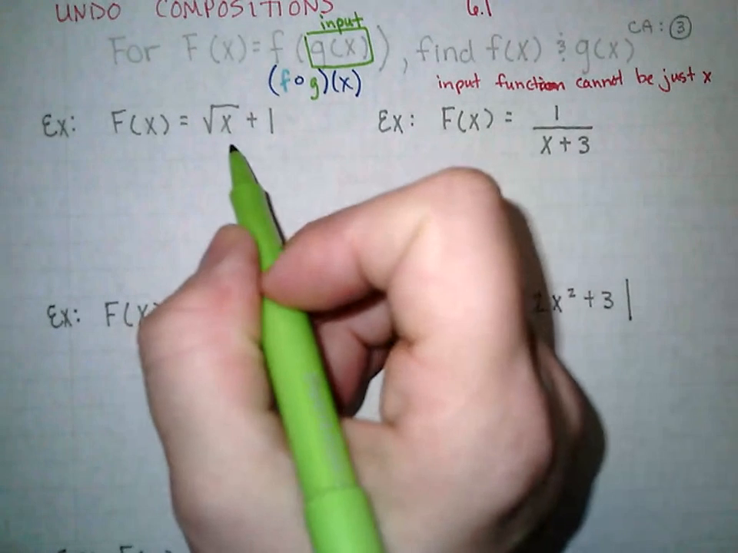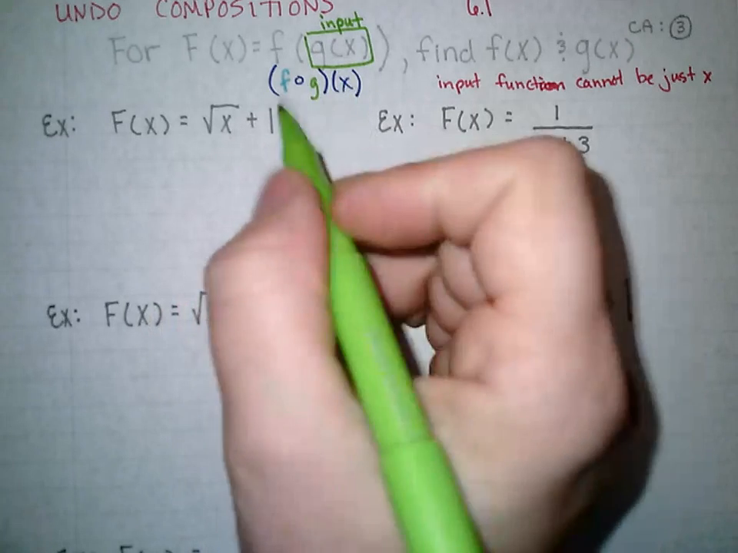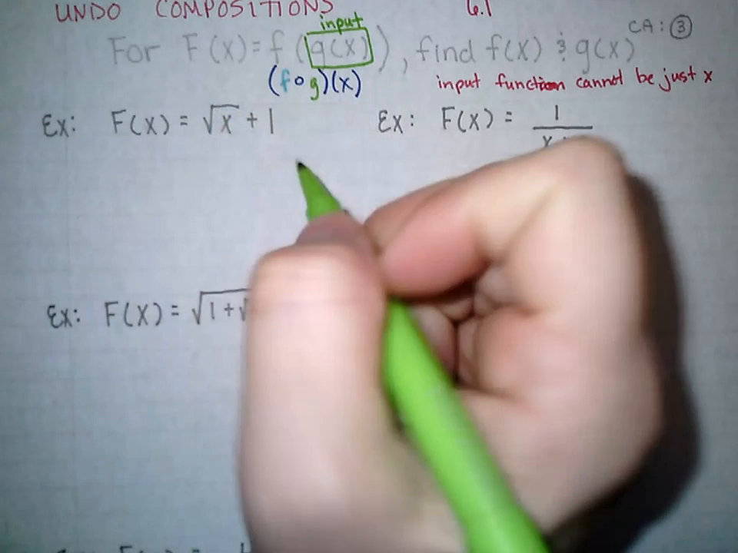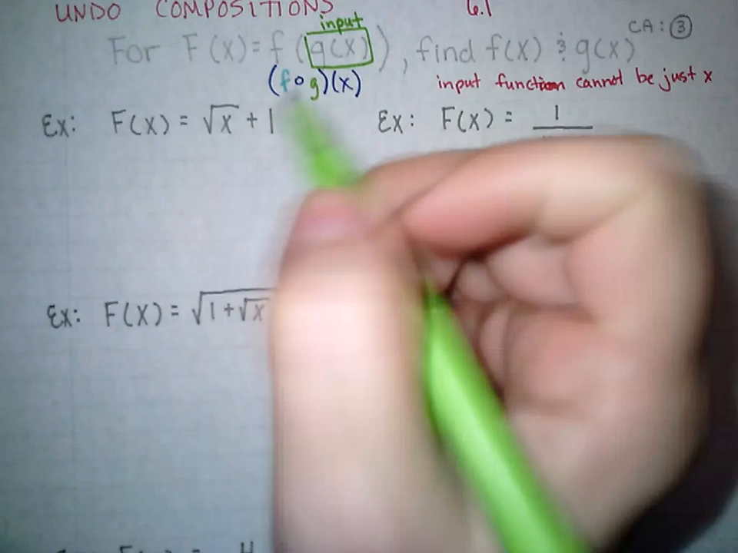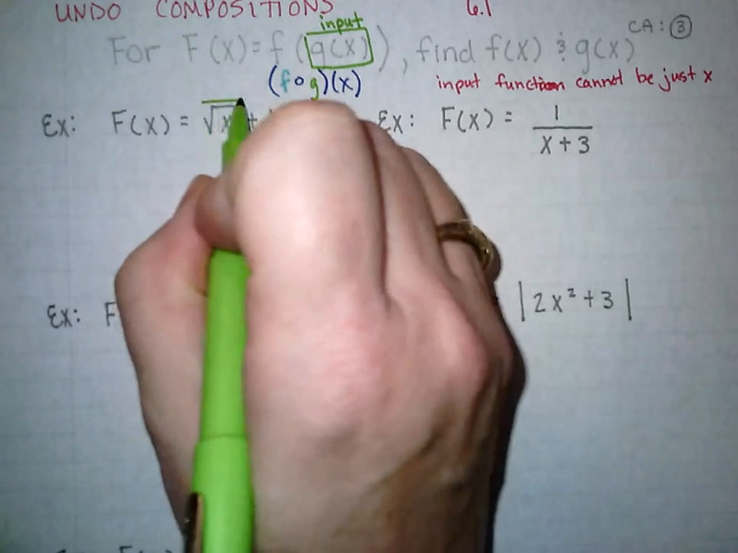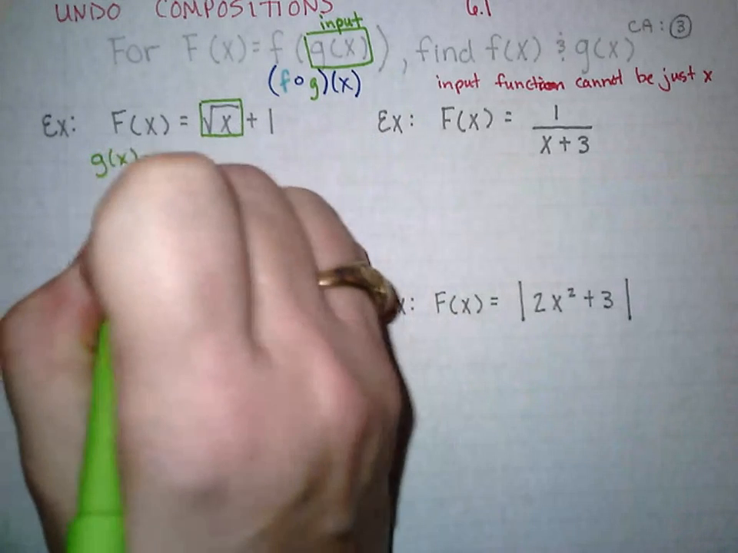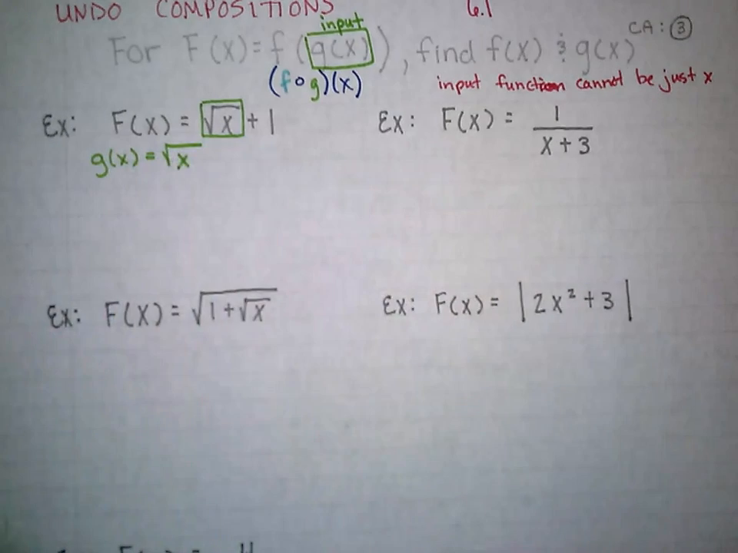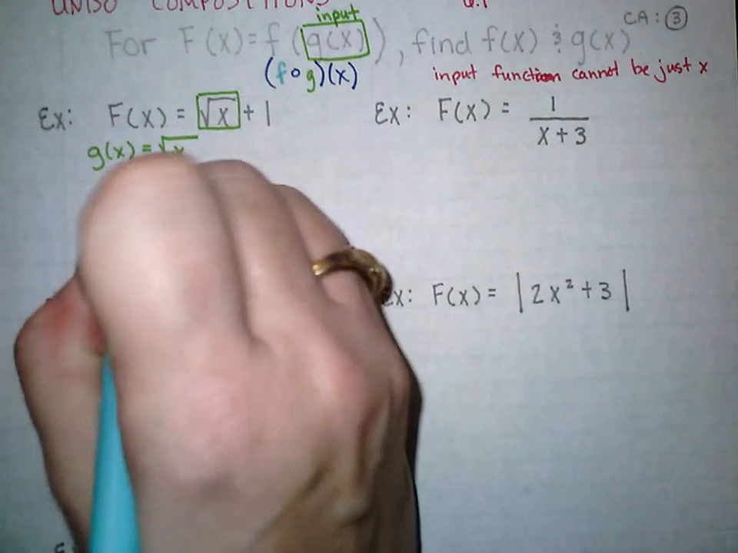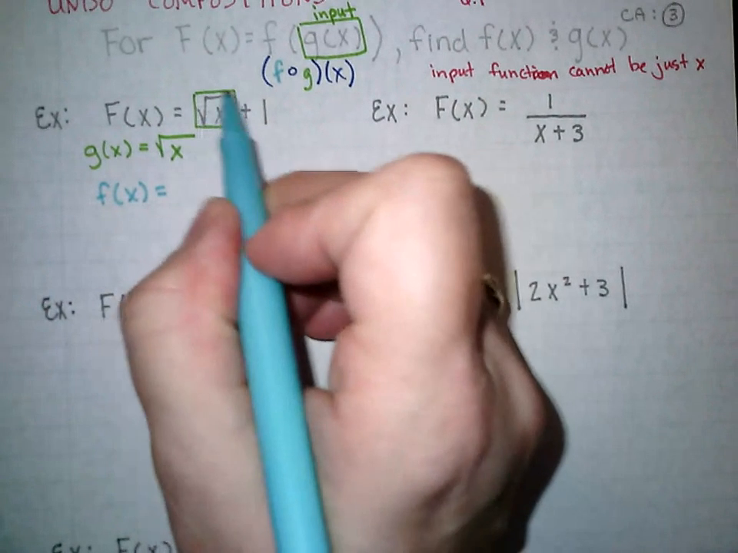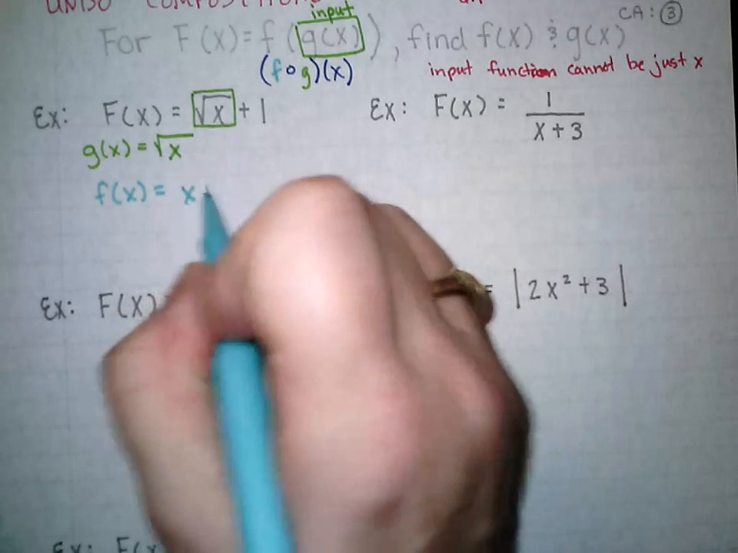Okay, so if our input function is g of x, then basically we have to figure out what I can take out of this function that I could replace with the letter x. In this first one, if I use square root of x as g of x, then f of x would be, if I replace this square root of x with x, x plus 1.